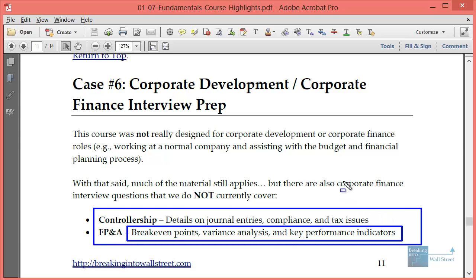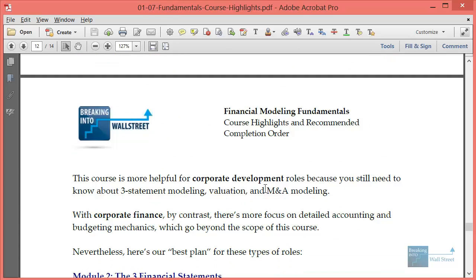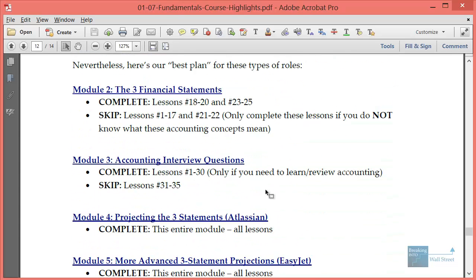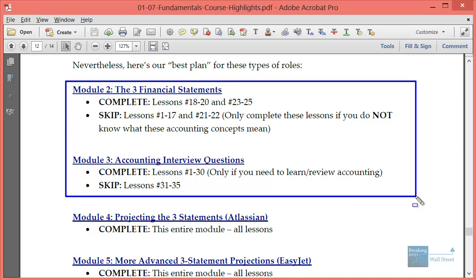So do be aware that with all that said, if you are preparing for one of these roles or preparing for interviews, then we do have some recommendations down here. Once again, accounting is very important. So if you don't know this, yes, you absolutely need to know this. And I would say here as well that if you don't know anything about accounting right now, lessons 1 through 17 in the module on the 3 financial statements are especially important because you really need to know what those line items mean if you're working at a normal company and you're actually dealing with the budgeting process or recording journal entries associated with those types of items.